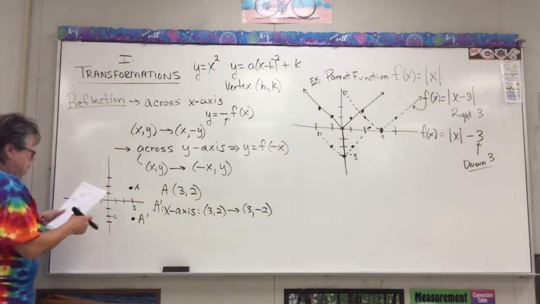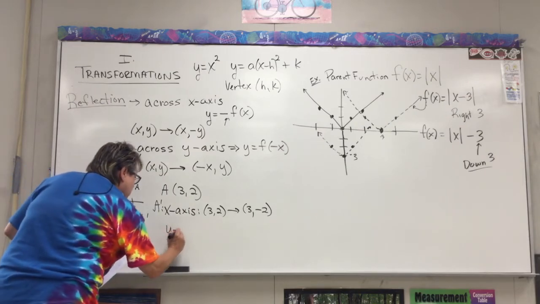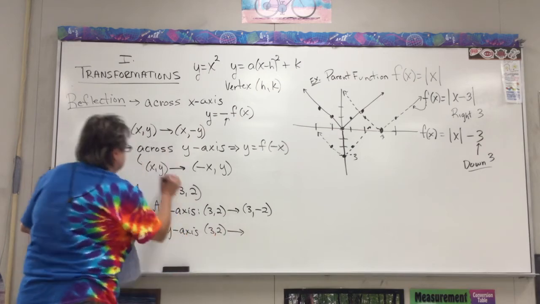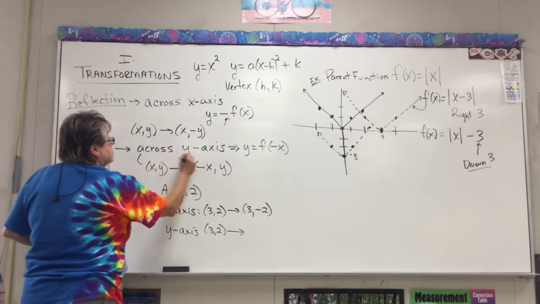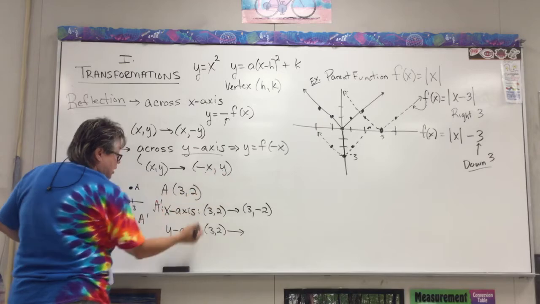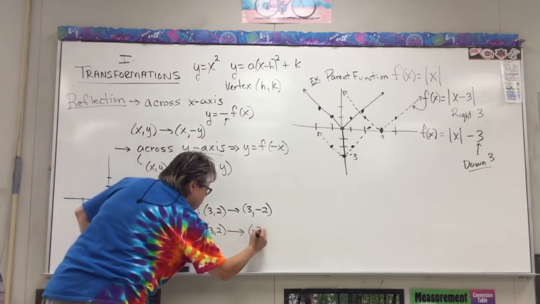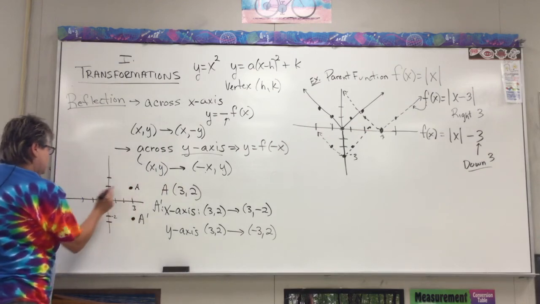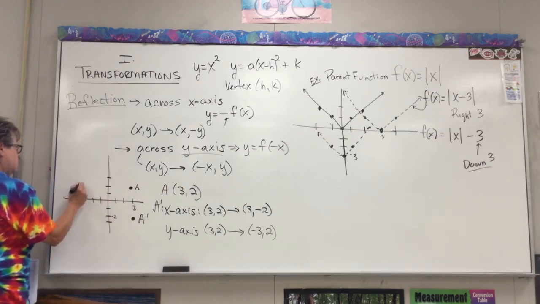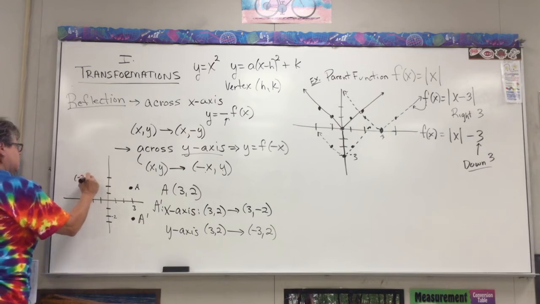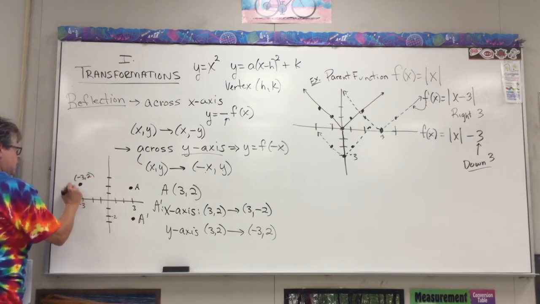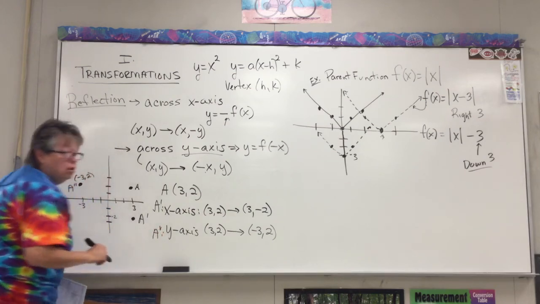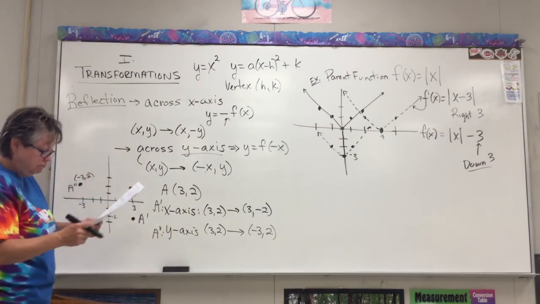Then secondly, if we want to go across the y-axis, you're going to take (3, 2). If it's across the y-axis, we're going to be (negative x, y). So x becomes negative 3, and the y stays the same. So we're going to go from (3, 2) over here to (negative 3, 2). And that would be like a double prime or something, whatever you want to call it. Use a little geometry language there.